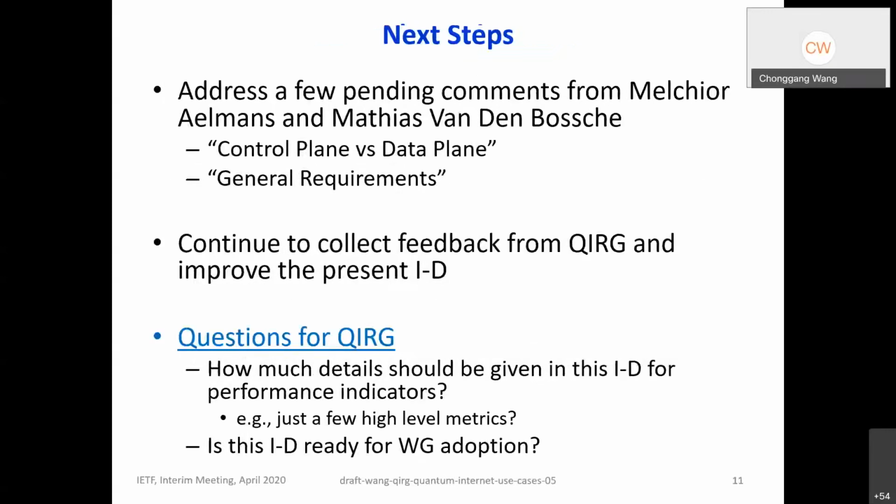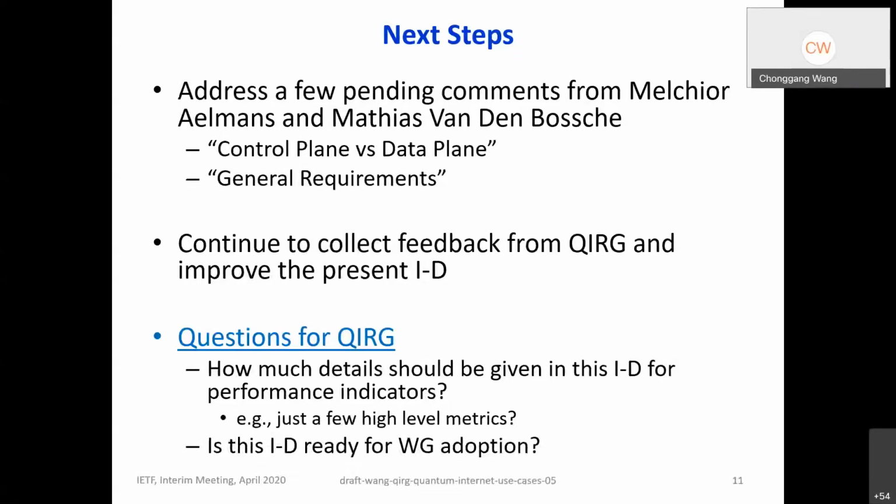So in terms of next steps, as I mentioned earlier, we have a few pending comments related to the control plane and data plane from Mail Quire and MetaPass. So we're going to address this control plane and data plane application classification. We would like to also continue to collect feedback from the QIRG, from the mailing list, and try to improve the version 0.5. We also got two questions for the QIRG.